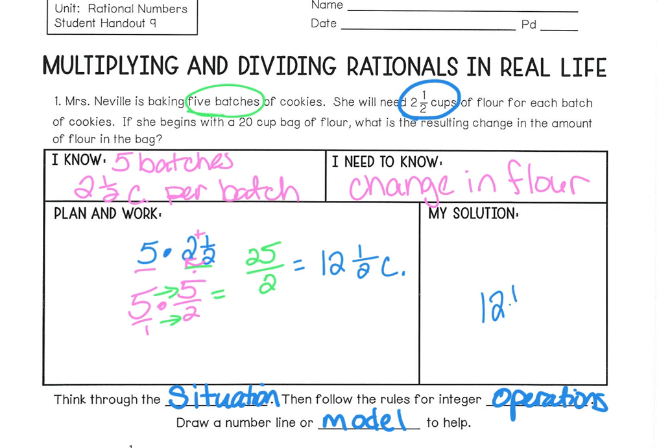I will have students that will put 12.5 cups. But that is not what the question asked. The question said, what is the resulting change in amount of flour? So what happened to the flour from the 20 cups from the bag? Well, what happened was we took it out, so it decreased. So it should be negative 12.5 cups. And you could have started with this up here being negative if you wanted, because you're taking out 2.5 cups each time. But it is negative 12.5 cups of flour.